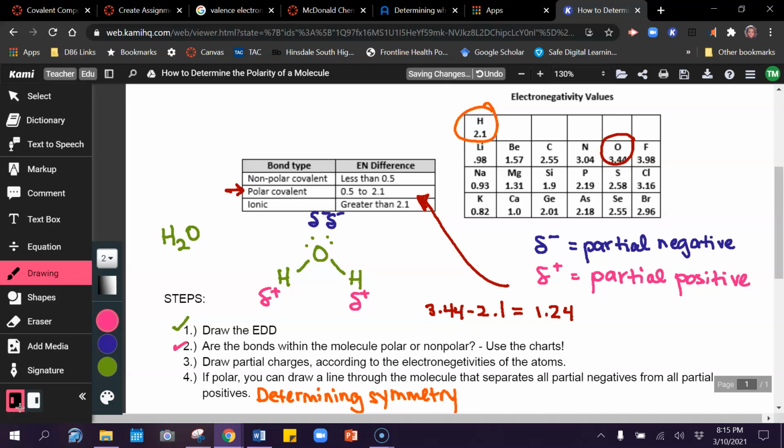Okay, so I've already done number 2, and I've already done number 3, and now I have to take a look at number 4. If polar, you could draw a line through the molecule that separates all partial negatives from all partial positives. If I draw a line right through the center, I have all of my negatives on top, and I've got all of my positives on the bottom. Therefore, water is a polar molecule because I'm able to separate the partial charges.